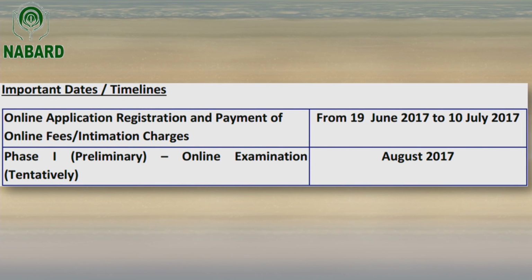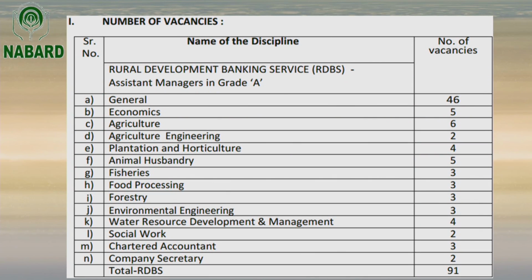Okay, students, you can see here the important dates and timeline regarding the same NABARD recruitment, that is the online application registration and payment of online fee intimation from 19th of June to 10th of July 2017, and phase 1 of the preliminary examination, that is online, tentatively in August 2017. So students, remember that this is the most important thing that you have to keep in mind. Moving on to the next slide, we'll let you know exactly what more details to remember.